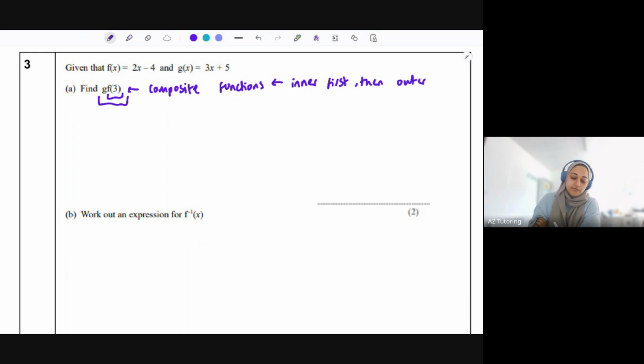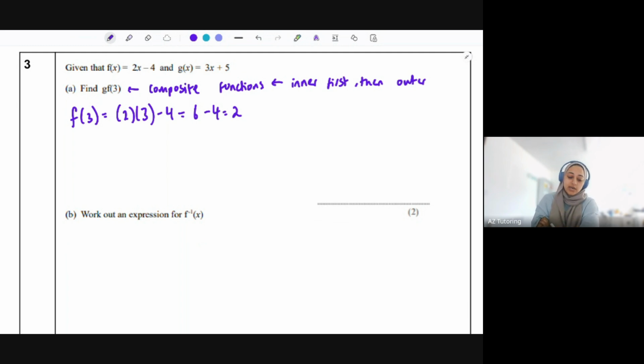Okay, so we're going to do f of 3 first. So f of 3, we're just plugging in 3 for x in f of x. So we get 2 times 3 minus 4. 2 times 3 is 6. 6 minus 4 is just 2. So we found f of 3.